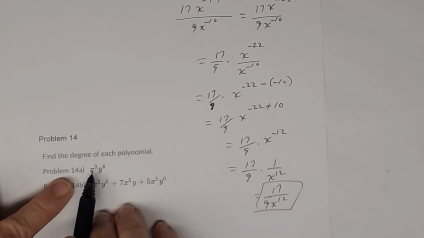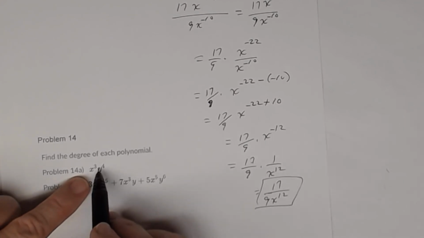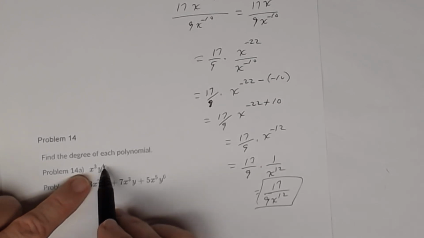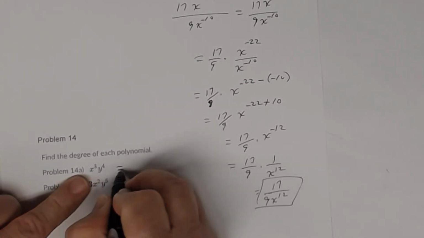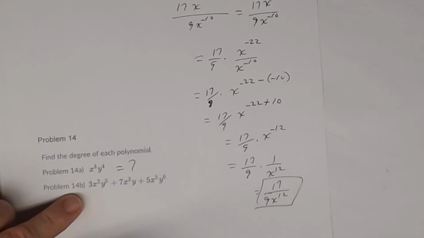Okay, number 14, you want to find the degree of each of those polynomials. So remember, when you have multiple variables in a term, to find the degree of a term, you're basically going to add the exponents of each variable. So this is 3, this is 4, so you're going to get 7. So the degree of this monomial is 7.